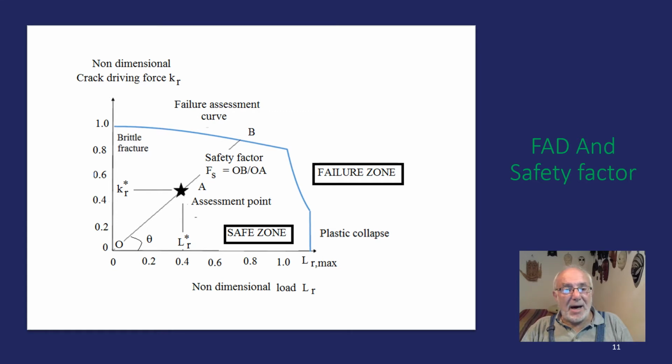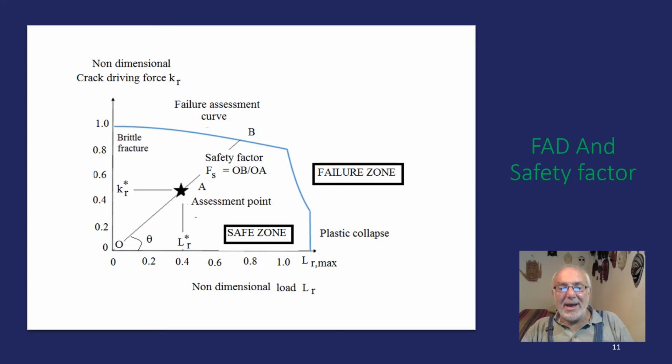Here we have a more precise representation of the failure assessment diagram. We plot the non-dimensional crack driving force versus the non-dimensional load. In this diagram, we represent the failure assessment curve by the blue line, which is defined by the following remarkable points: (0, 1), which is the point of pure brittle fracture, and (0, LR max), which represents the pure plastic collapse. This curve delimits two zones, the failure zone and the safe zone.